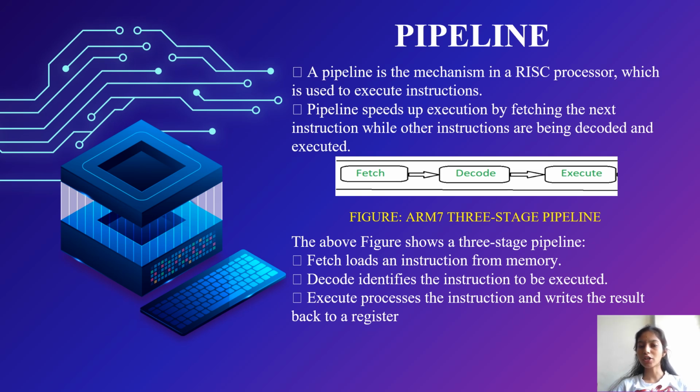The above figure shows a three-stage pipeline. Fetch loads an instruction from memory. Decode identifies the instruction to be executed. Execute processes the instruction and writes the result back to the register.